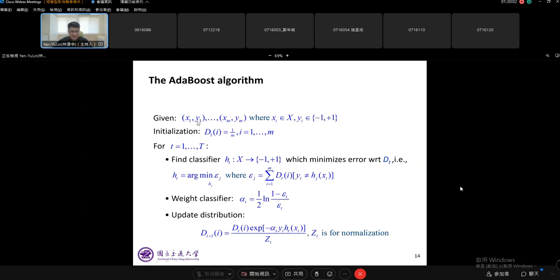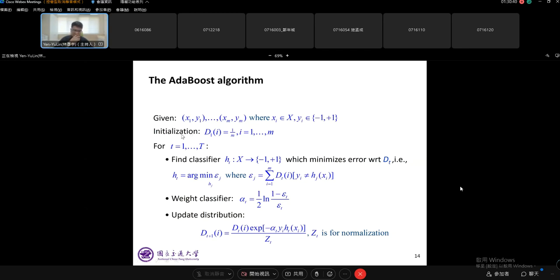First of all, we are given M training data. We know AdaBoost is a supervised algorithm, so we need to have labeled training data. xi is one particular training data, and yi is the label of this training data. So for binary classification, yi is either -1 or +1 to indicate the class of this training data point.